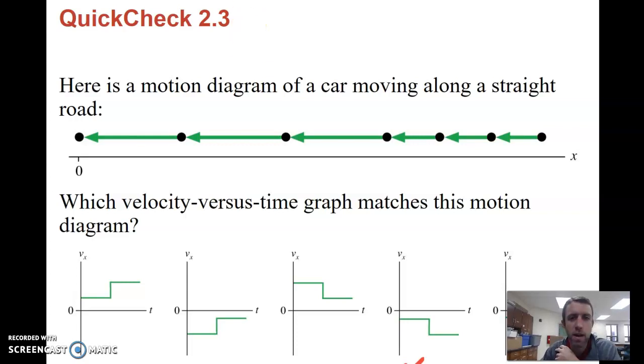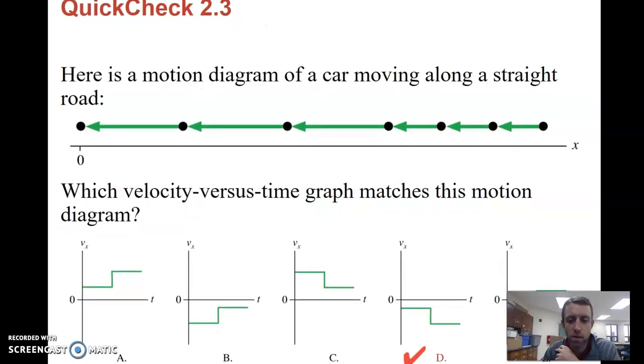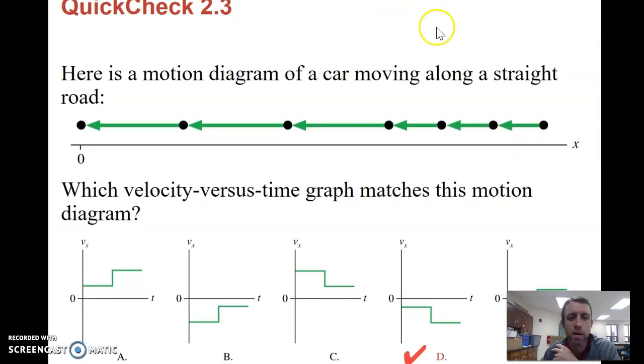Let me move this down so you can actually see. There, much better. All right, so you can see now D. So it starts off moving at a slower speed. So we have this closer to zero velocity, and then it increases, and you have a higher speed for the second time interval.